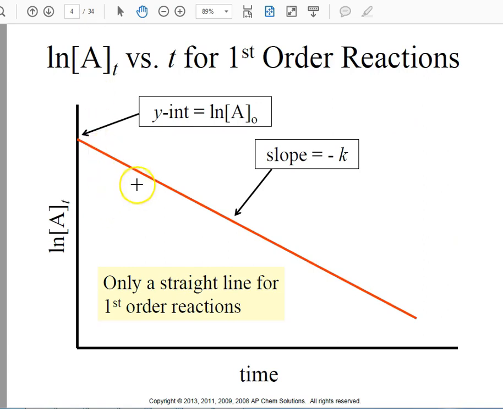So here you see an example of that. Natural log of the concentration along the y-axis and time along the x. This is a straight line, so I know this is a first order reaction, but again, it is only a first order reaction if it's a straight line. Wherever you cross the y-intercept, which in this case is right here, that is the natural log of your concentration at the beginning. And then your slope is equal to your negative rate constant.